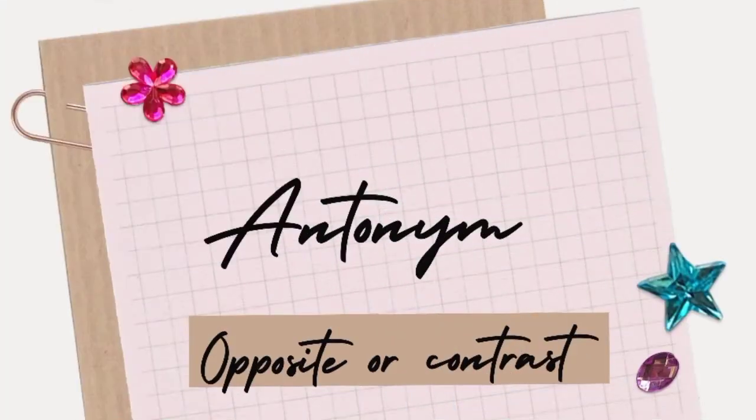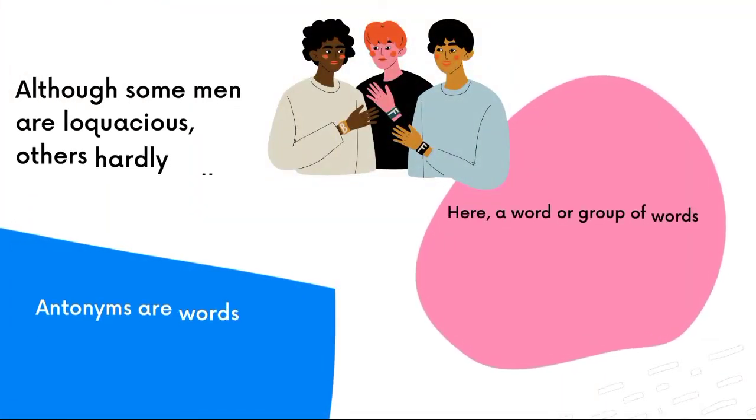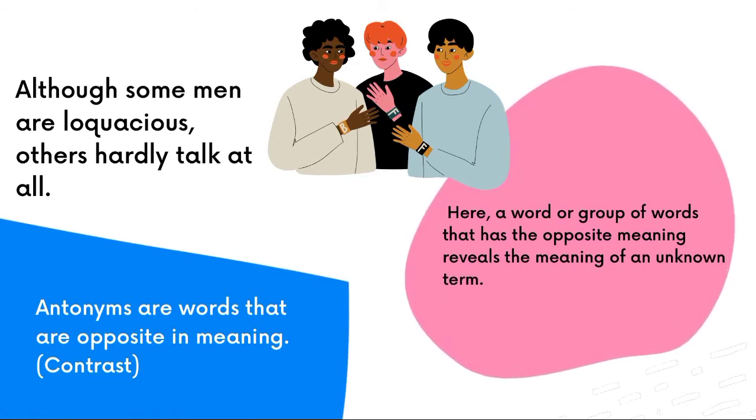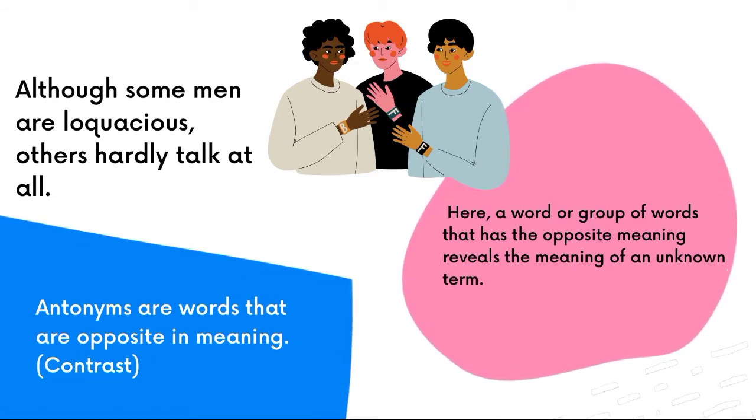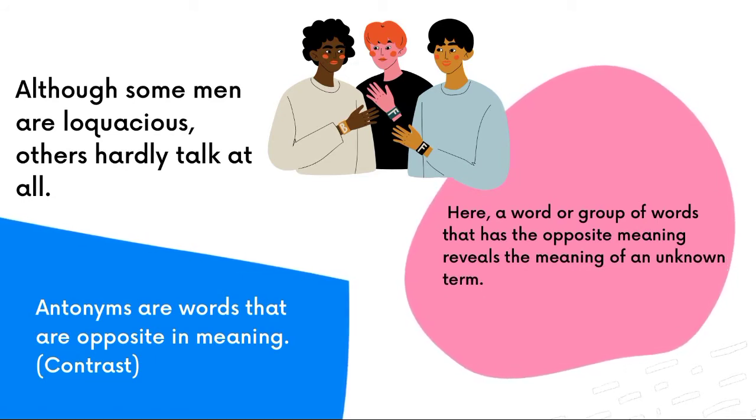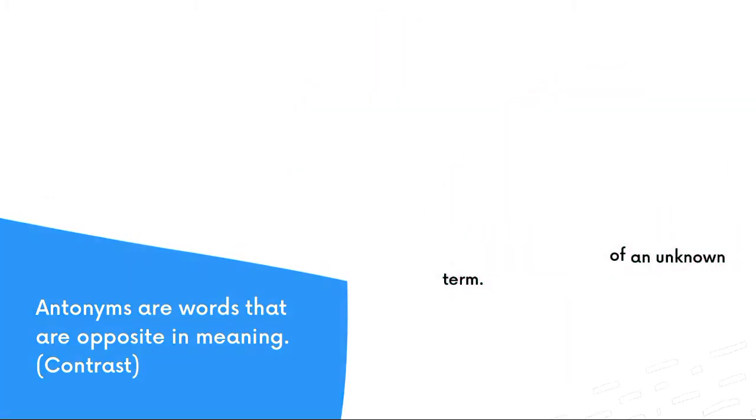Now we're moving on to the antonym or contrast. It is called contrast because they are opposite in meaning. They are not saying the same thing, and that is why it is known as contrast. In contrast context clues, a word or group of words that has the opposite meaning reveals the meaning of an unknown term. Now, I'm going to read a sentence for you.